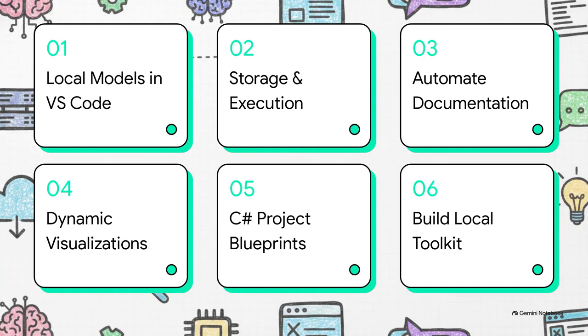Okay, let's dive right into our roadmap for today. We'll start with local models in VS Code, then look at storage and execution basics. After that, we'll cover automating your code documentation, generating dynamic code visualizations, 5 C# project blueprints, and finally, building your local toolkit. Let's get to it.